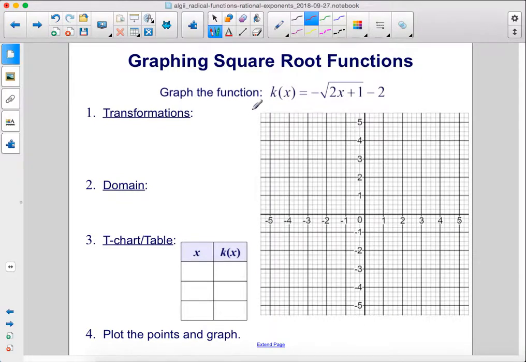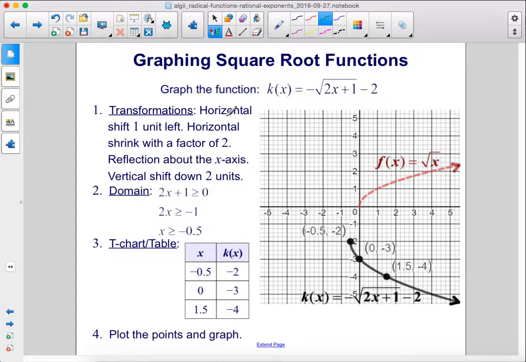Now let's graph the function k of x equals negative square root of 2x plus 1 minus 2. Alright, so we have a horizontal shift 1 unit to the left. We have a horizontal shrink with a factor of 2. We have a reflection about the x-axis because of this negative sign, and we have a vertical shift down 2 units.